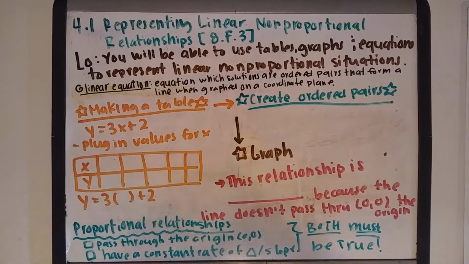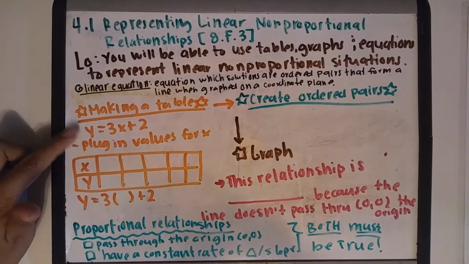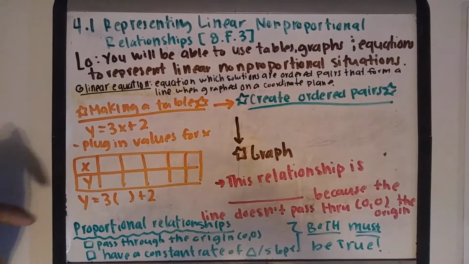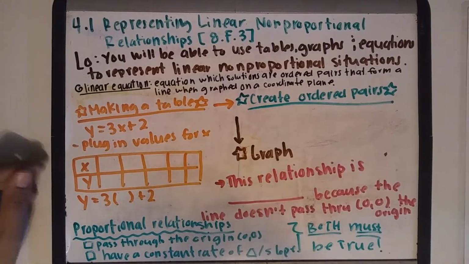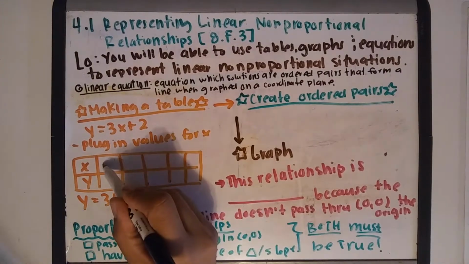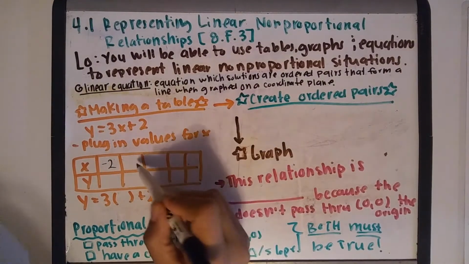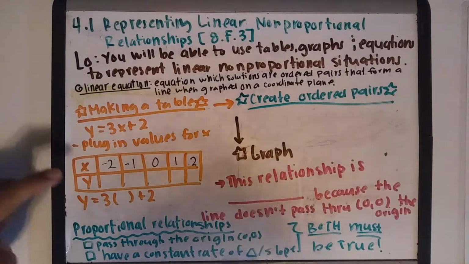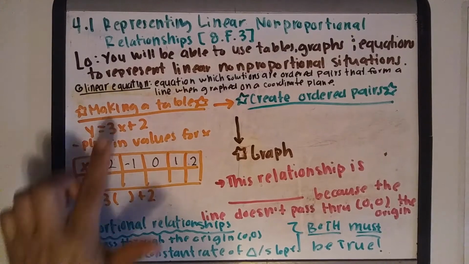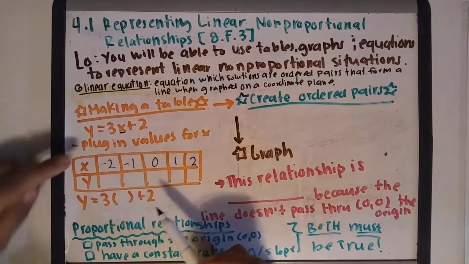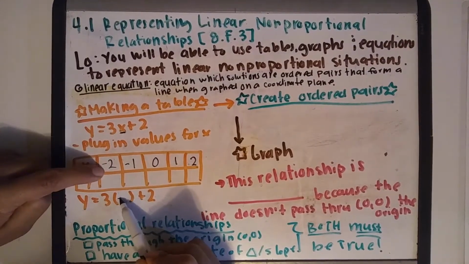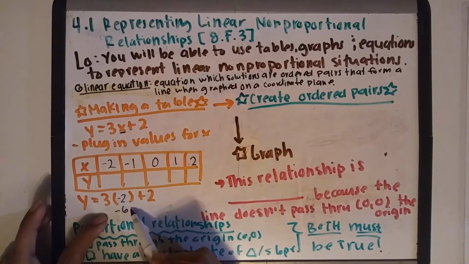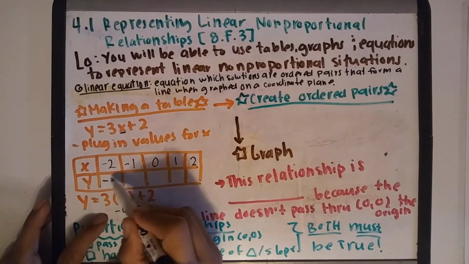First, we're going to make a table utilizing the equation that they're giving us. The only thing you have to do is plug in x values. So you pick the values that you want. Let's start with -2, and then -1, 0, 1, and 2. You take the x value and plug it in right here because that's where x is. So 3 times -2 is -6, and -6 plus 2 is -4. So that's my y value.